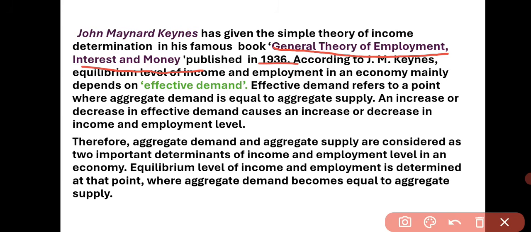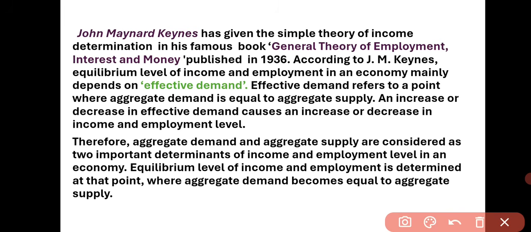How the equilibrium level of income can be determined in an economy is discussed in his book, General Theory of Employment, Interest and Money. According to Keynes, the equilibrium level of income and employment in an economy mainly depends on effective demand. What is effective demand? Effective demand refers to a point where aggregate demand is equal to aggregate supply.